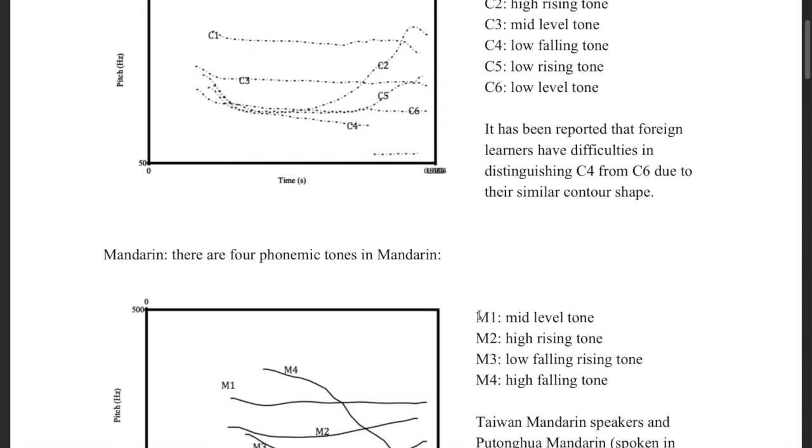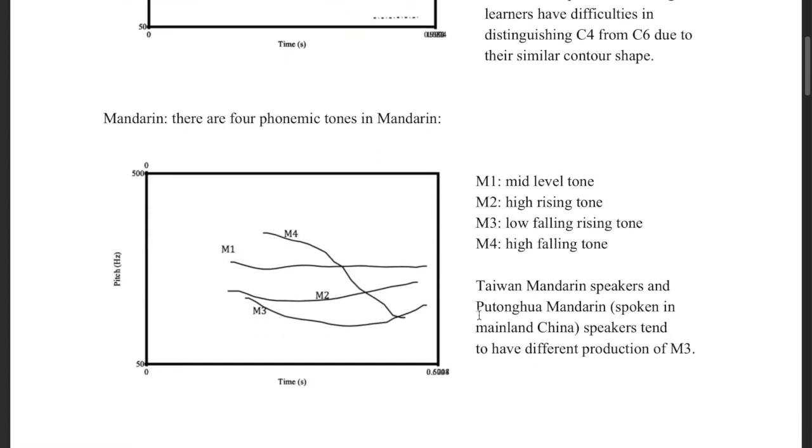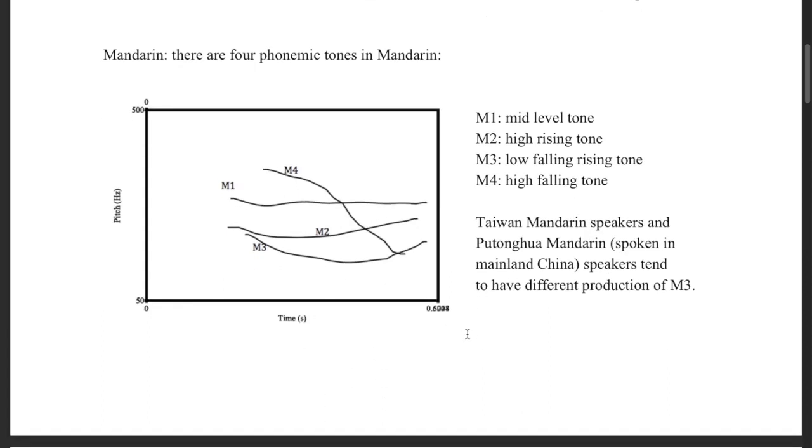For Mandarin, it has fewer tones. It has only 4 phonemic tones. They are the mid-level tone, the high rising tone, the low falling rising tone, and the high falling tone. They're not differentiated by tone height, but by the contour shape. Taiwan Mandarin speakers and Putonghua Mandarin speakers tend to have different production of M3, which is the low falling rising tone. So Taiwan Mandarin speakers tend to perceive it more as a falling tone rather than a dipping tone. But Putonghua Mandarin speakers tend to perceive it as a falling rising tone.